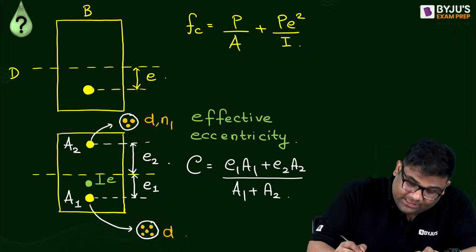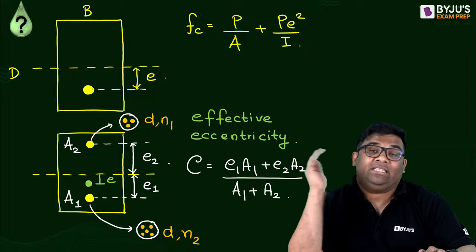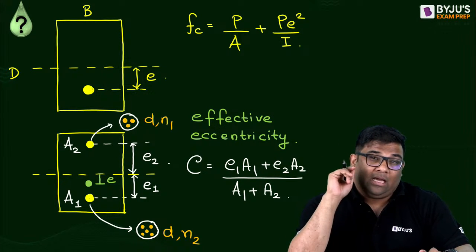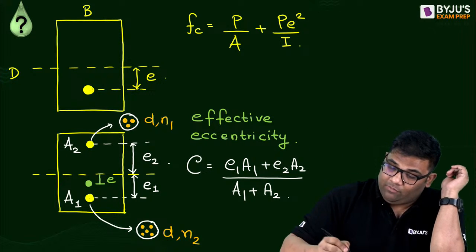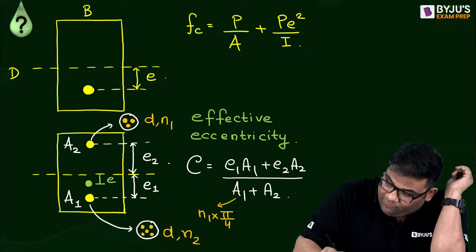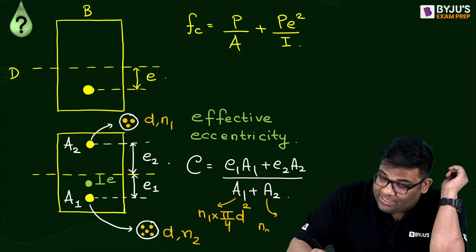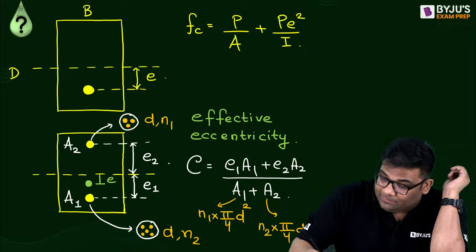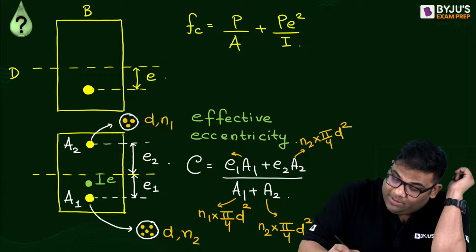Suppose here the number of wires is N1 and here the number of wires is N2. Now if the diameter is the same and the number of wires is different, the area will be different. This A1 will be N1 into pi by 4 d square, and this A2 will be N2 into pi by 4 d square.